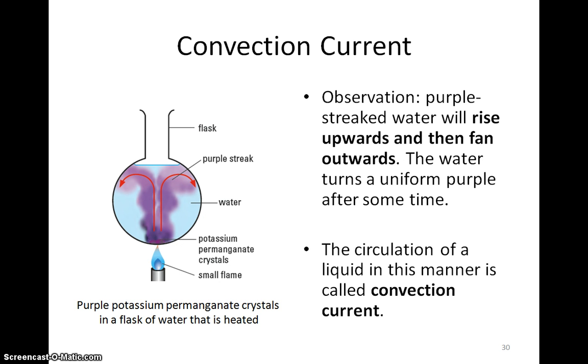To demonstrate convection in a liquid, a few purple crystals of potassium permanganate are dropped into a flask filled with water. The crystal will sink to the bottom of the flask. The flask is then gently heated just below the crystals. You will then observe that a purple streak of water will rise upwards and then fan outwards. The circulation of water in this manner is called a convection current.